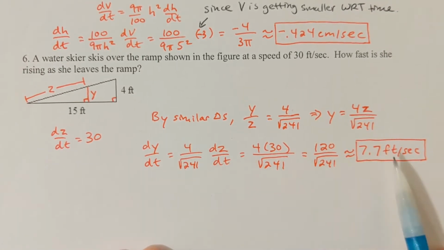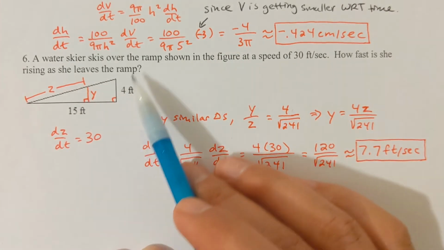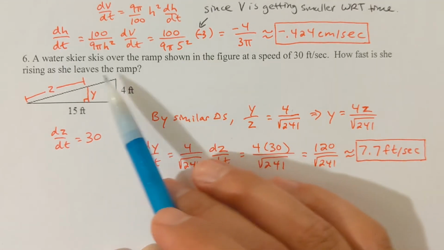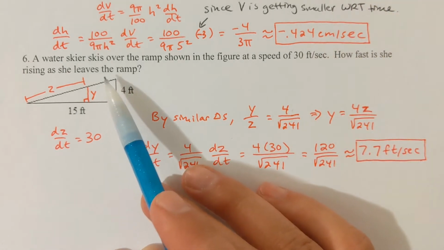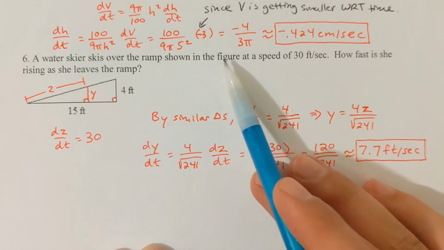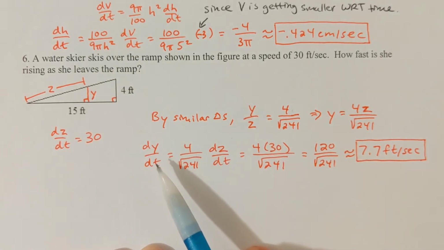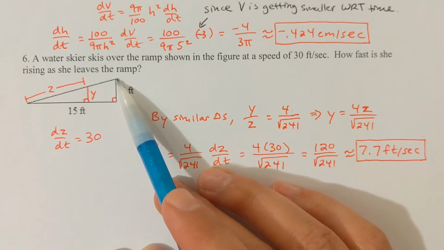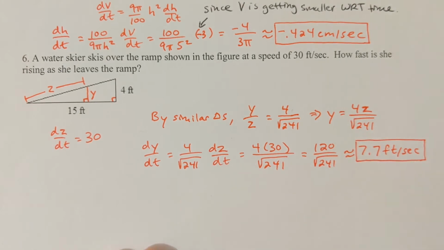dy/dt is going to be positive, right? Because as she leaves the ramp, y is increasing. Now, y is not always going to be increasing, right? It's not like she just leaves the ramp and continues to increase. Okay, at some point she's going to reach a peak and then come back to the water. So at some point, dy/dt will be negative. Right immediately when she leaves the ramp, though, she's going to be rising, of course. So dy/dt for this problem would be positive.